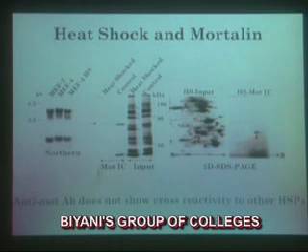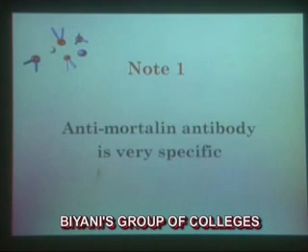Now, since mortalin is a heat shock protein, we have to check whether this antibody is very specific to the particular protein or it is reacting to other proteins. So to do that, we heat shock the cells, and by one-dimensional electrophoresis, we find that it picks up one band. In two-dimensional SDS polyacrylamide gel electrophoresis, when heat shock is given, there are so many proteins induced, but this antibody picks up only one spot here. So this means this mortalin antibody is very specific.